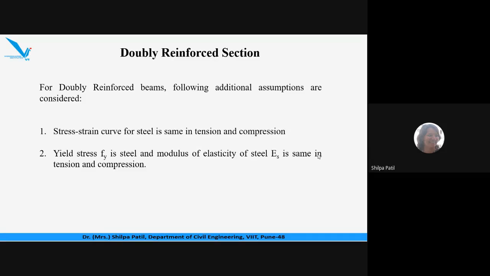The yield stress Fy in the steel and the modulus of elasticity of steel Es are also the same in tension and compression. Obviously, the steel in the compression zone has to carry compressive stresses. When compressive stresses are developed in the steel, the modulus of elasticity E is the same, that is 2 into 10 raised to 5, and the yield stress Fy is also the same, either 250 or 415 depending upon the grade of the steel. So these are the two additional assumptions made in the case of doubly reinforced sections.